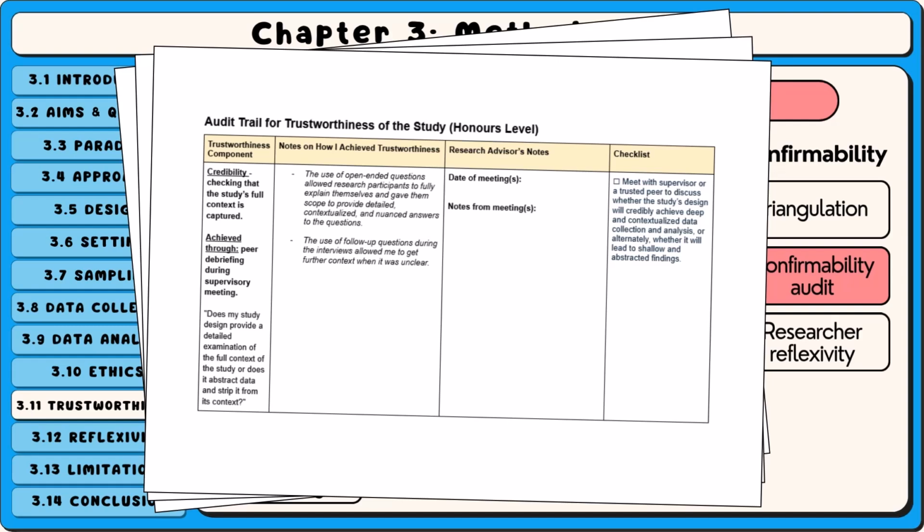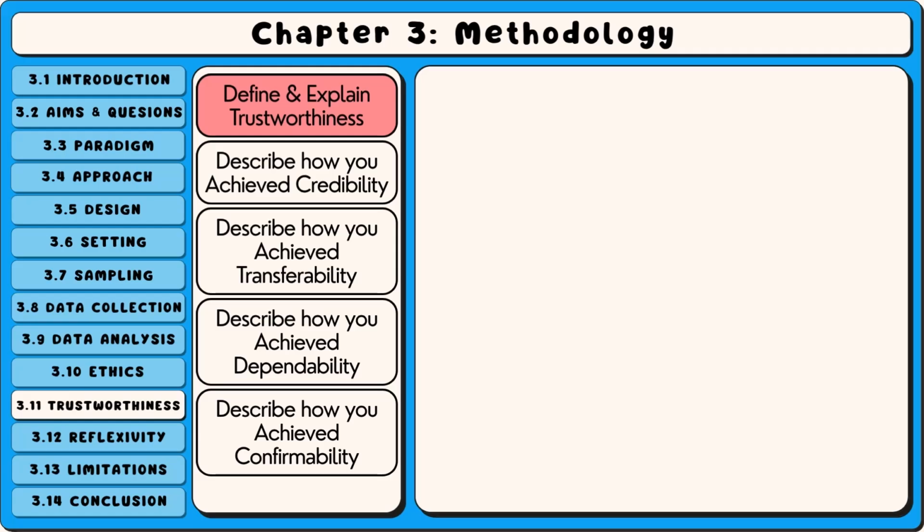All four of those steps can be demonstrated using the audit trail that I provided in the additional resources. All you need to do is fill out that audit trail and then write up section 3.11 of your thesis. I'm going to show you how to do that now. Section 3.11 has 5 steps. These are defining and explaining trustworthiness, describing how you achieved credibility, describing how you achieved transferability, describing how you achieved dependability, and describing how you achieved confirmability.